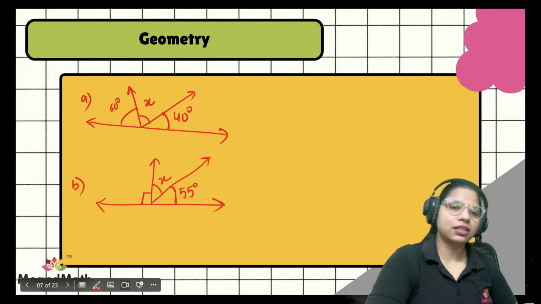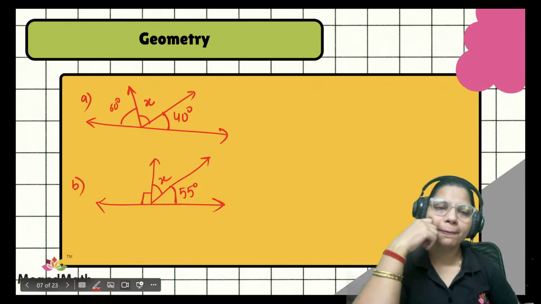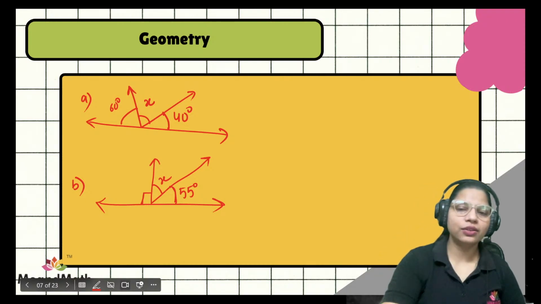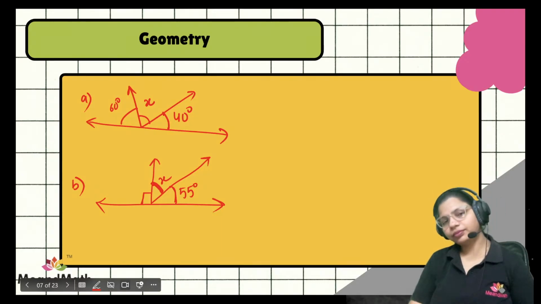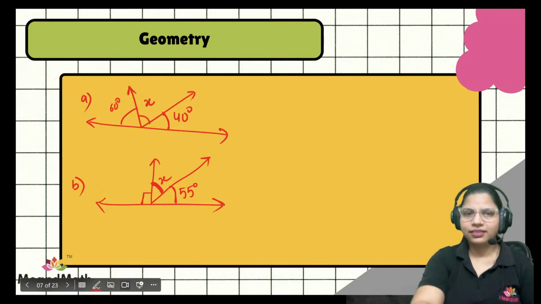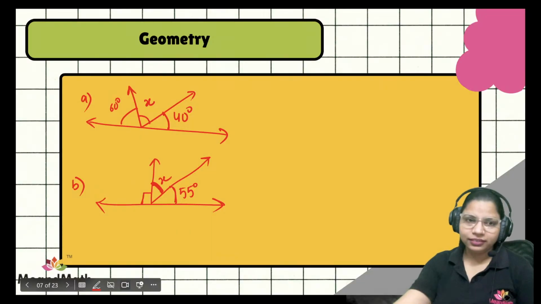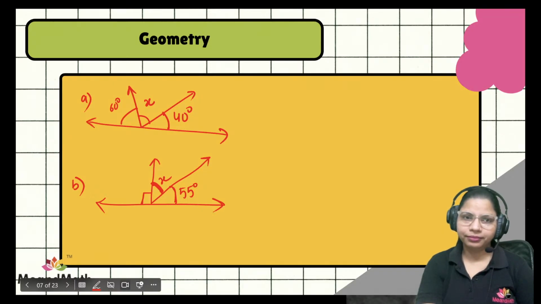A is 80 degrees, that's correct, Advika. And for B? B is not 125. 125 is obtuse. Does it look like obtuse? This angle, just this much. I tricked you. Just be careful. That's a tricky question. Look at it carefully. What's the measure of X?